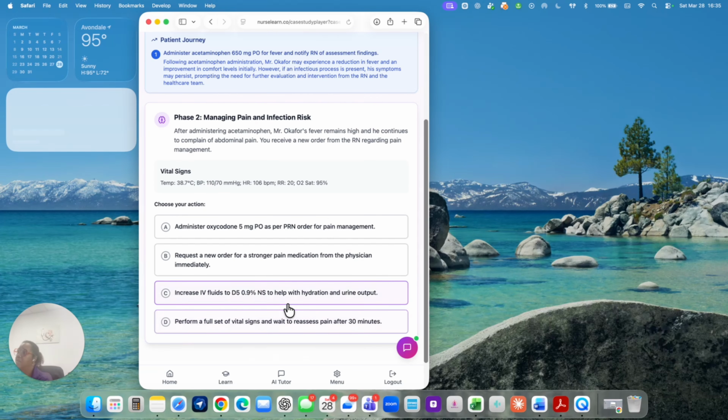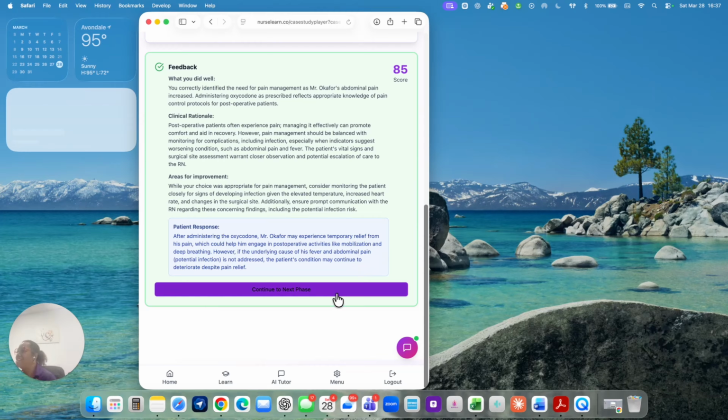So the patient's response. After administering the oxycodone, Mr. Okafar may experience temporary relief from his pain, which could help him engage in postoperative activities like mobilization and deep breathing. However, if the underlying cause of his fever and abdominal pain, potential infection, is not addressed, the patient's condition may continue to deteriorate despite pain relief. So let's go to the next phase. I'm in too deep. I was going to just show you this, but I'm in deep now. So we've got to keep going.